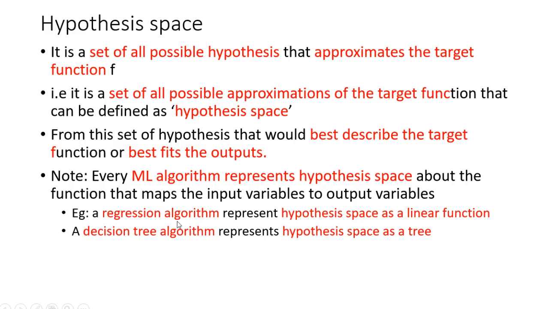Let's say I have a regression algorithm. It represents the hypothesis space as a linear function. Or let's say we are discussing the decision tree algorithm. Here again we represent the hypothesis space, as a tree. So it's just a different way of representing my hypothesis space. My hypothesis space is a set of hypotheses, and I can represent it in different ways. For the linear regression algorithm, I represent it as a linear function. For a decision tree algorithm, I represent the hypothesis space as a tree. Just a different way. But remember this: every ML algorithm represents the hypothesis space.